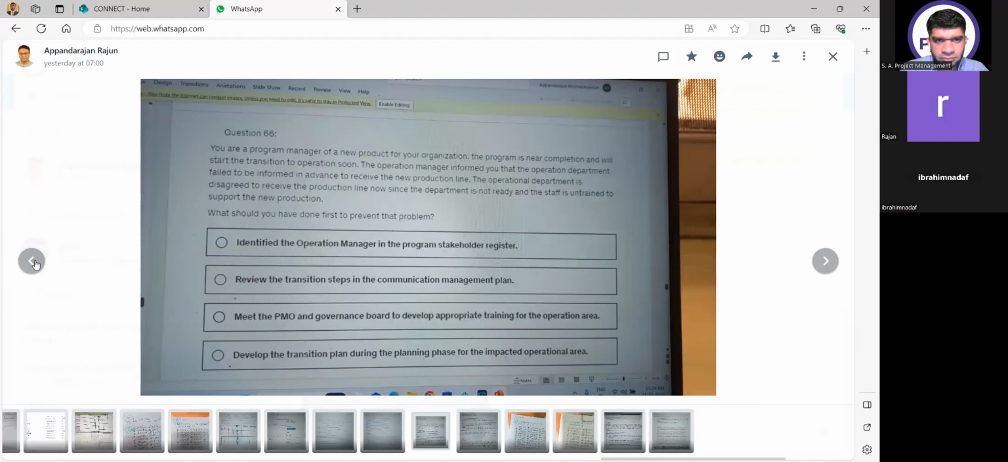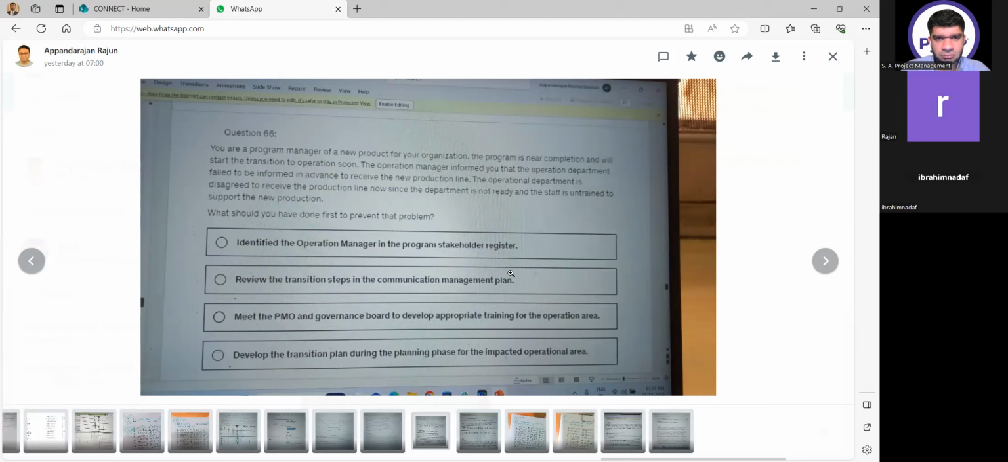The operational department disagreed to receive the production line. Now, since the department is not ready and staff is untrained to support the new production, what should you do? What should have been done first to prevent the problem? You are a program manager of a new product of your organization. The program is near completion and will start the transition to operation soon. The operation manager informed you that the operations department failed.